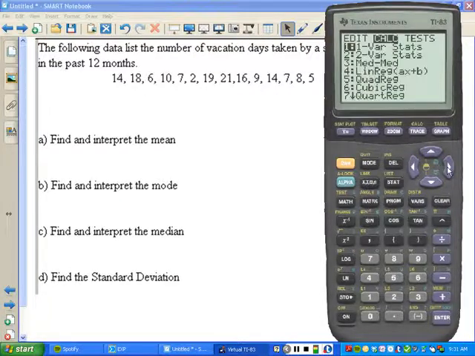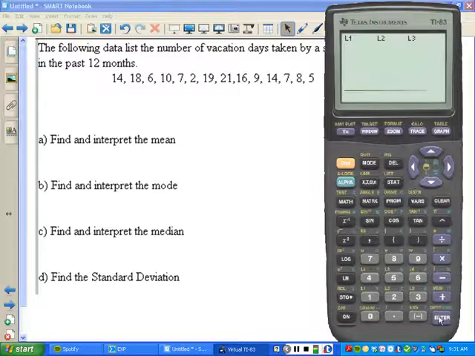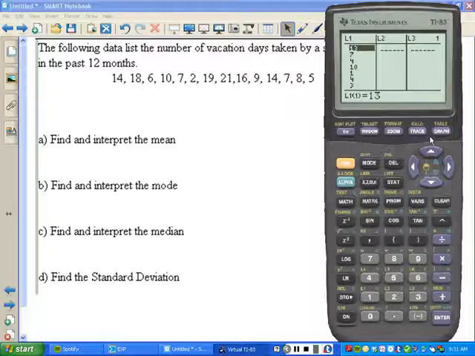Stat, edit. Now, if you have numbers there, how do you get rid of the numbers again? Go to the top, press clear, and then hit enter. And what button should you never press when you go to the top? Delete. Do not ever press delete. Okay?